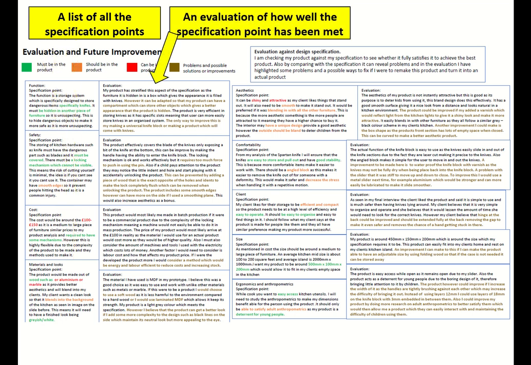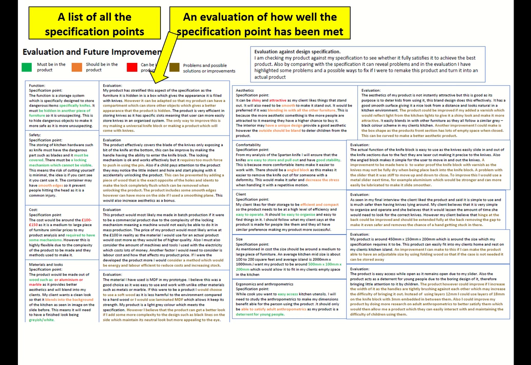And then it's just evaluate how well you've met that point. Now you can do it in a wordy way like this student. So if I read that, evaluation, my product has satisfied this aspect of the specification as the furniture is hidden in a box which gives the appearance filled with knives, blah, blah, blah.